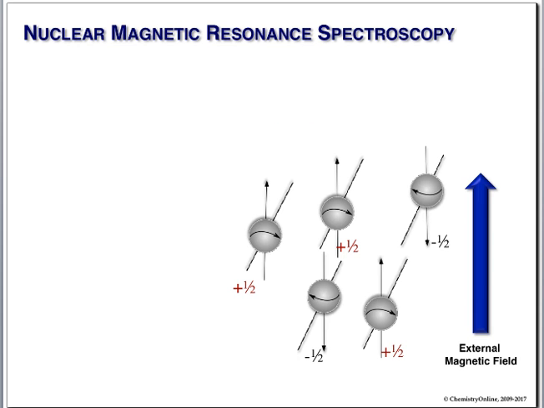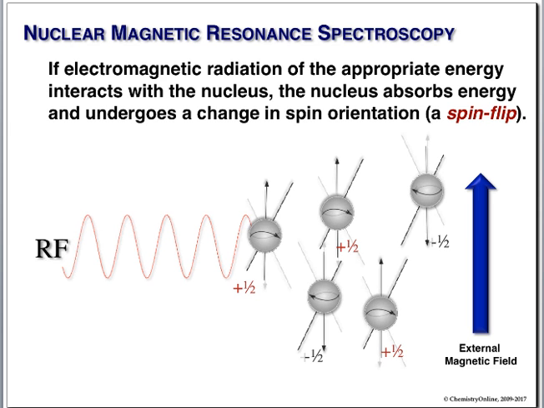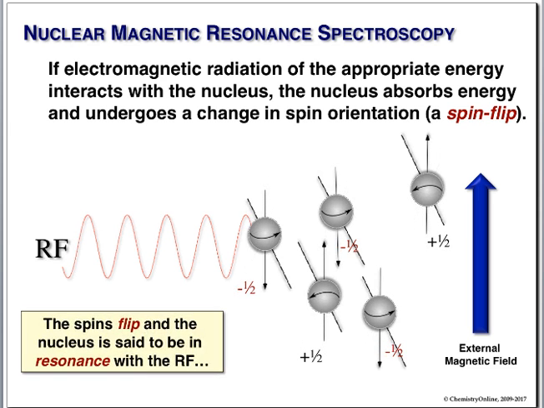Now we're going to apply an RF signal. RF radiation, if it's just the right frequency, will interact with this nucleus and induce what's called a spin flip. That is, things that are oriented up will absorb energy and they'll flip, so they're oriented down. Same thing with these guys, they'll flip so they're up. So here comes our RF, and everything undergoes a spin flip.